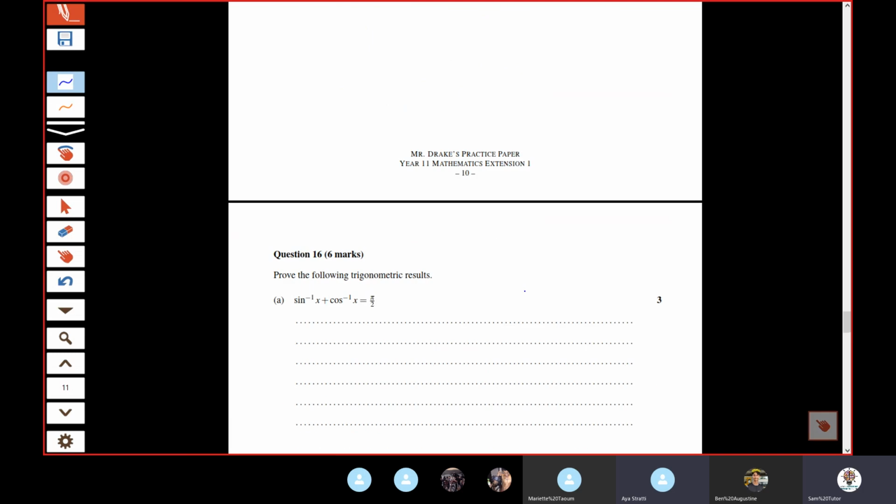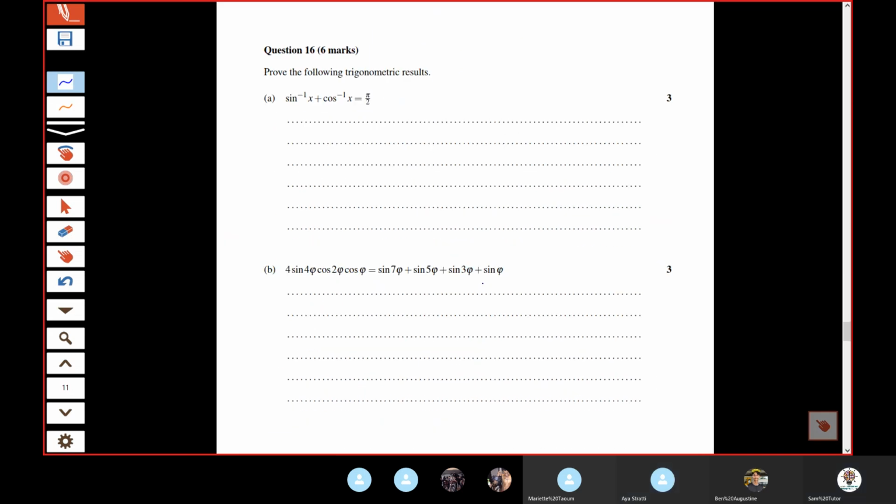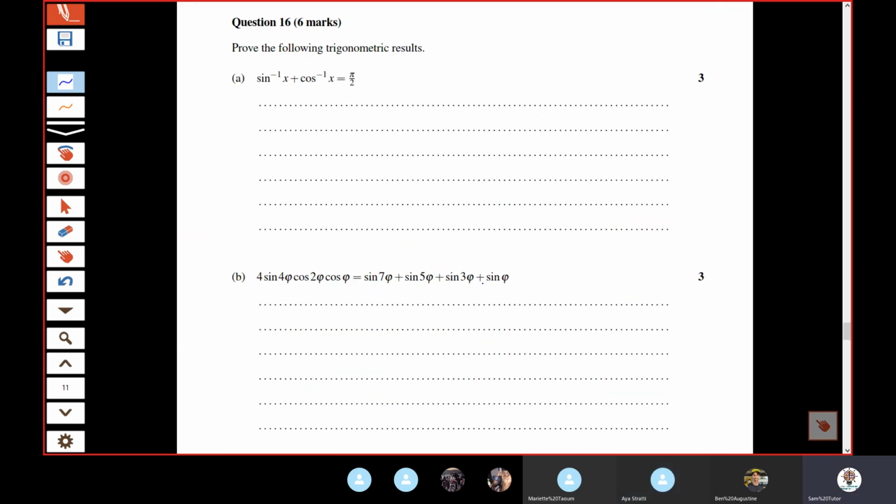16. Yep. So it looks a lot like inverse. You guys have forgotten it because we did it a while ago. I get it. But hopefully this brings back some good memories, and then next week will be better. Prove the following trig results. Can anyone help us out with what we did with this one?